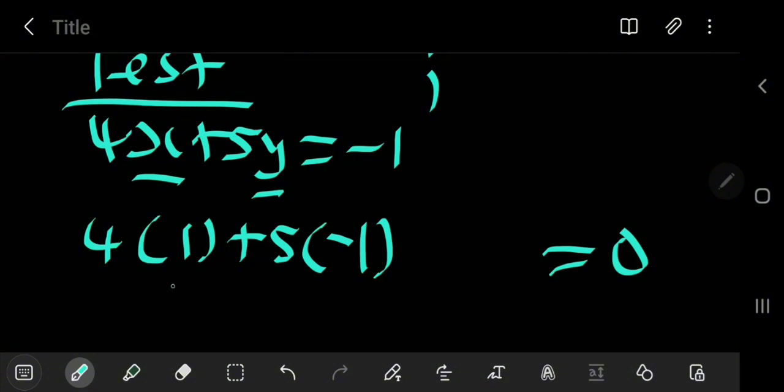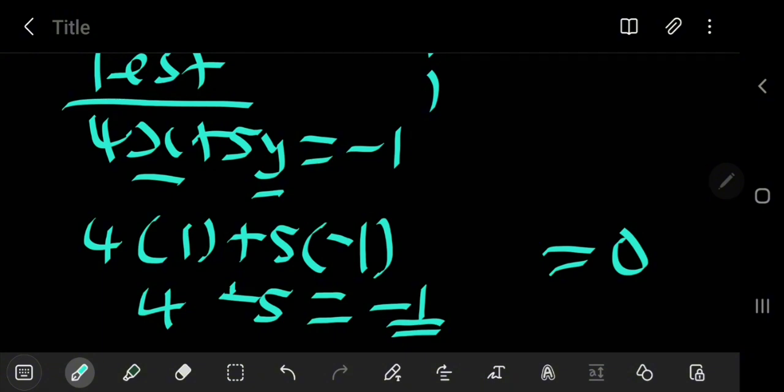So now what you do? 4 times 1 is 4, and plus 5 times minus 1 will give you a minus 5. Now will this give us minus 1? Yes, we have a final answer of minus 1. Now we are done with this question.